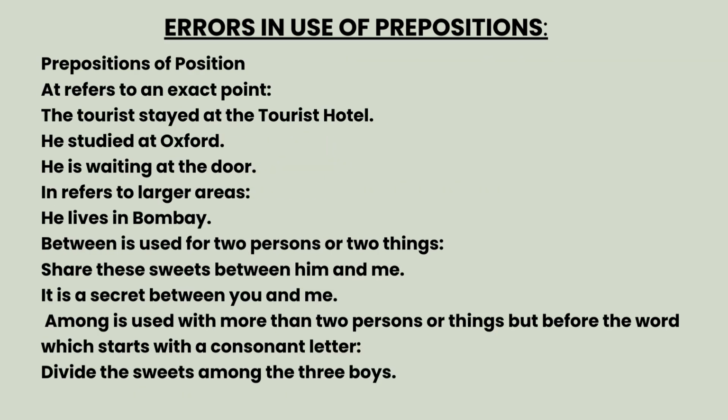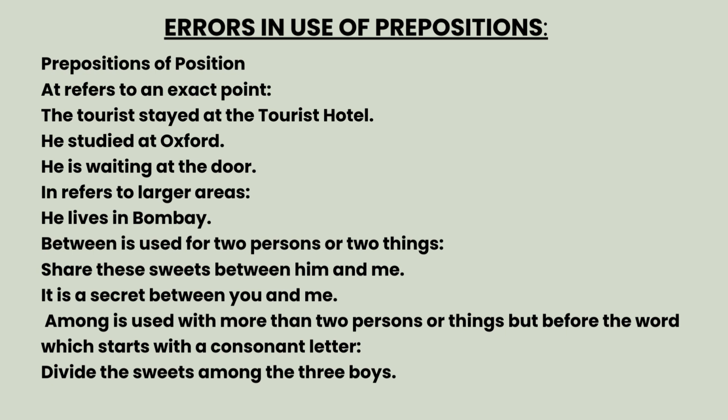Prepositions of position. At refers to an exact point. The tourist stayed at the tourist hotel. He studied at Oxford. He is waiting at the door. In refers to larger areas. He lives in Bombay. Between is used for two persons or two things. Share these sweets between him and me. It is a secret between you and me.